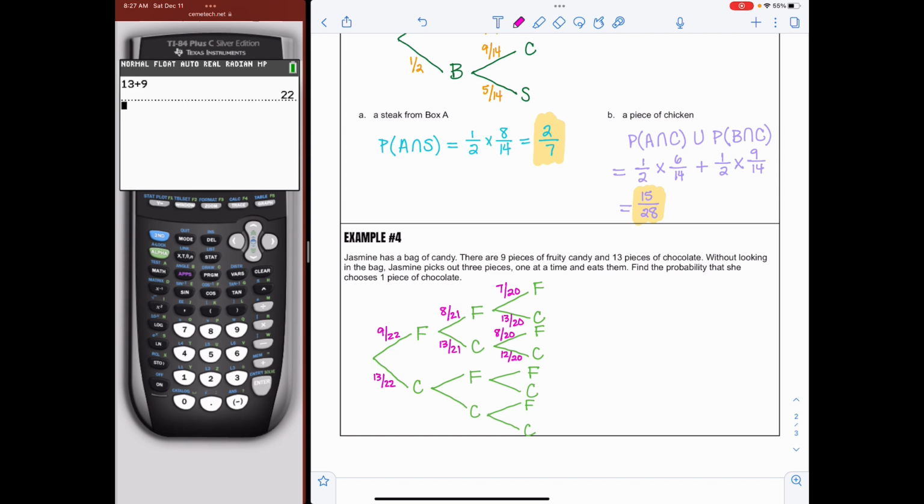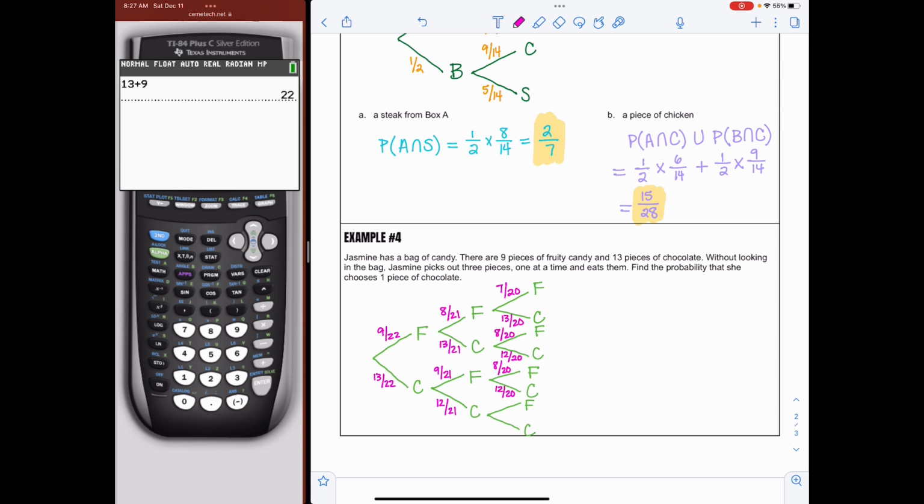If we ate a chocolate piece of candy first, then that means that the fruity pieces have not been touched, which means that we will have 9 out of 21 chance of getting a fruity one and eating it. And we would end up getting a 12 out of 21 chance if the second one was a piece of chocolate. If we were to eat a chocolate and then a fruity and then another fruity, then we would end up having 8 out of 20. And then for chocolate, because the first chocolate had already been eaten, it would have been 12 out of 20.